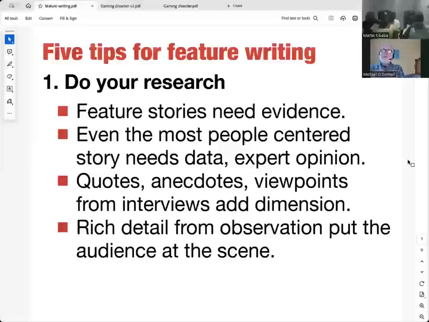And this is what you do with your observation: you talk about what a person's wearing. Do they look healthy? Do they look worse for wear? These are the kind of things that really bring a story to life.